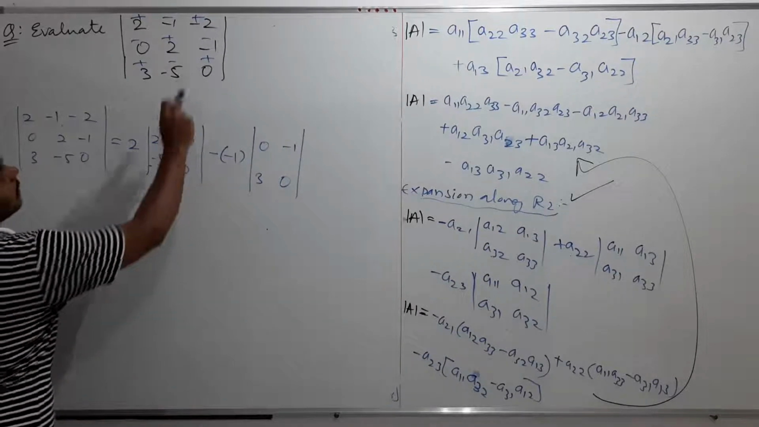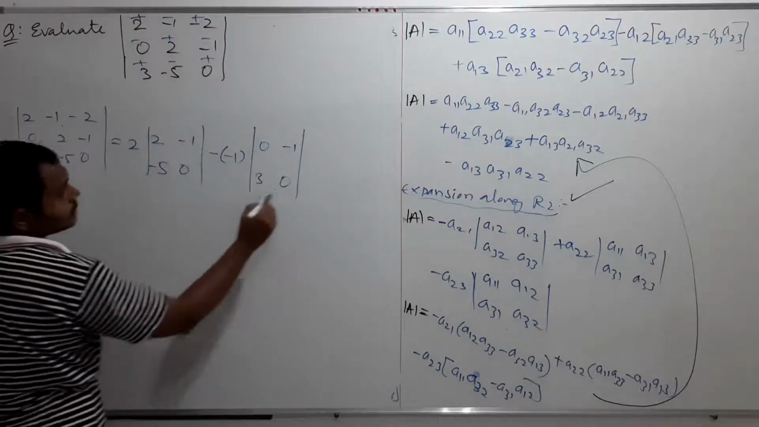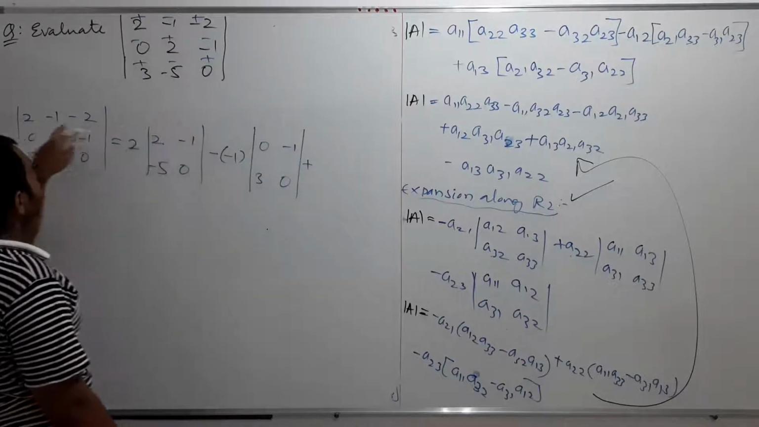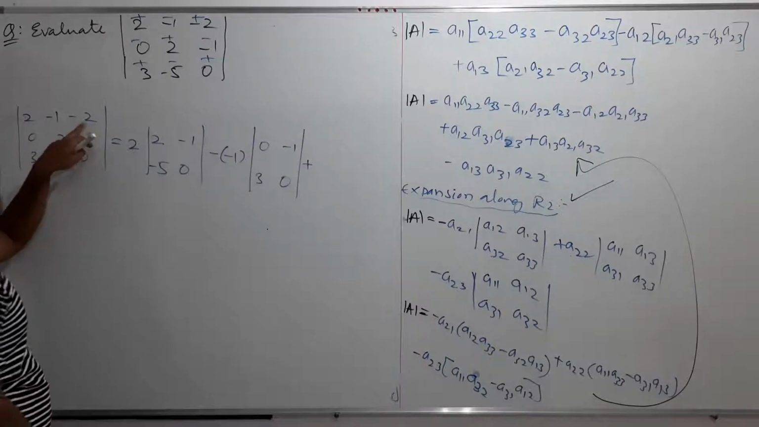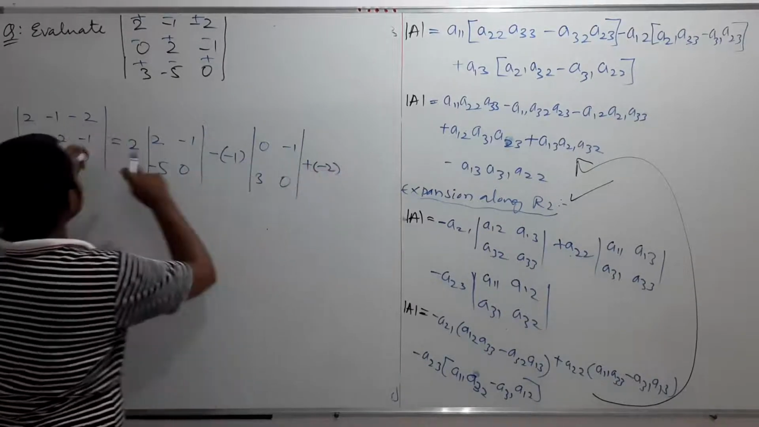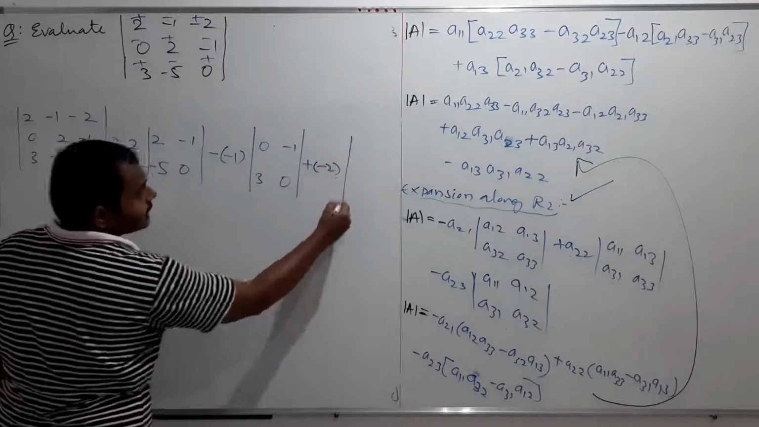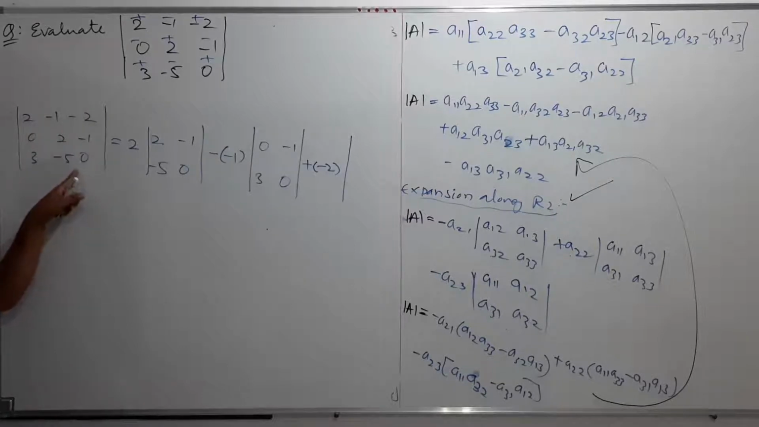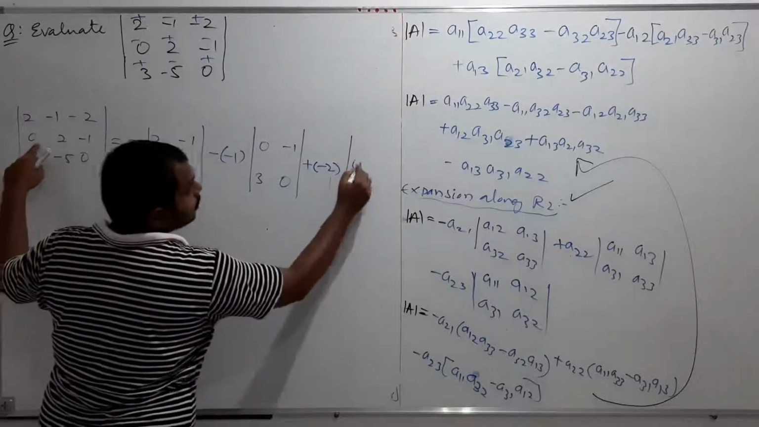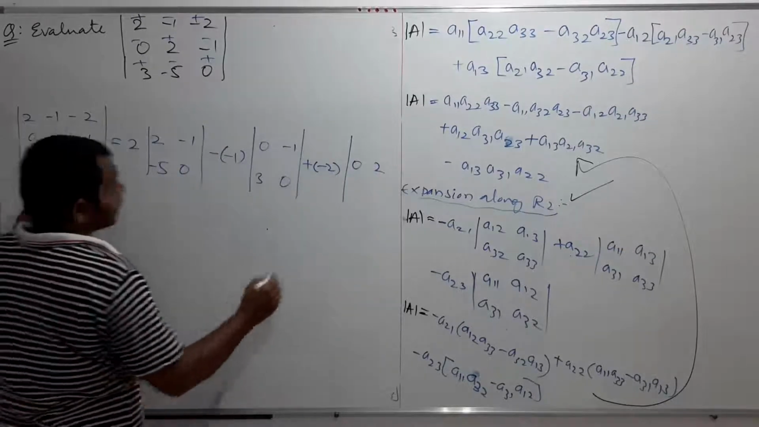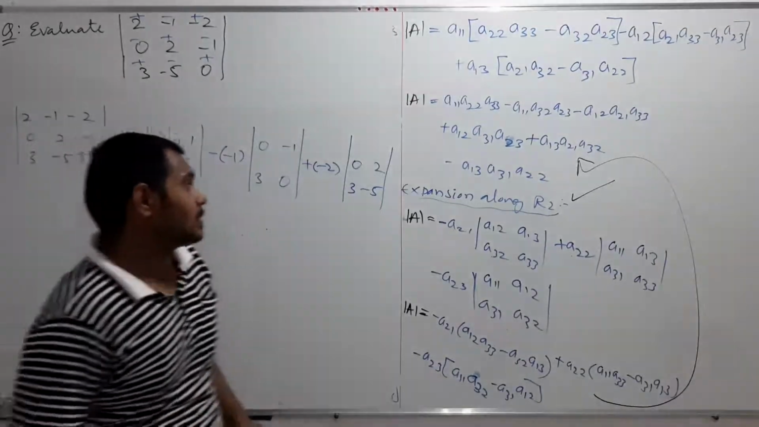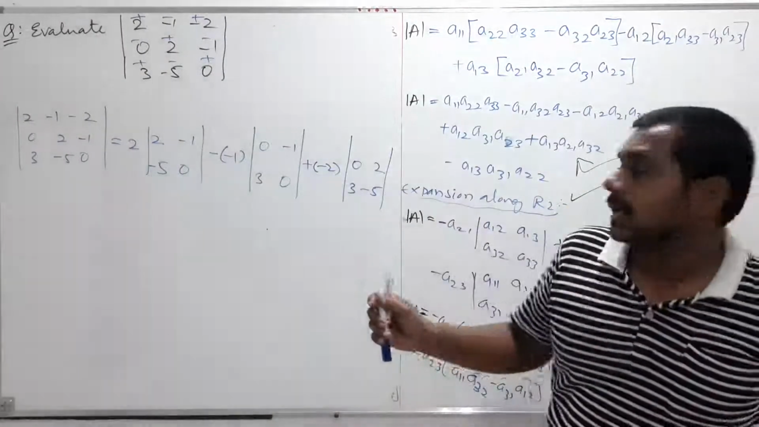Next, my friends, plus. Again here it is plus, because here plus sign is there. Plus, take along the first row the third element. What is third element? Minus 2. Take this minus 2, and next take the determinant, leaving this row and this column. First row and third column. So what is remaining elements? 0, 2, 3, minus 5. You should take the determinant of this. Clear? Now easily you can expand.